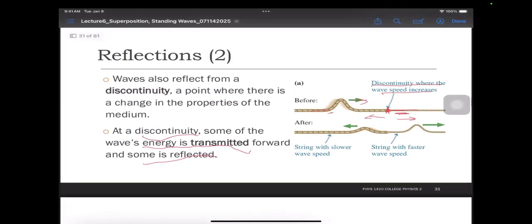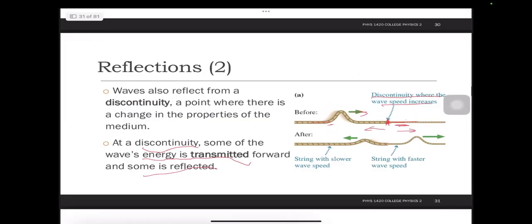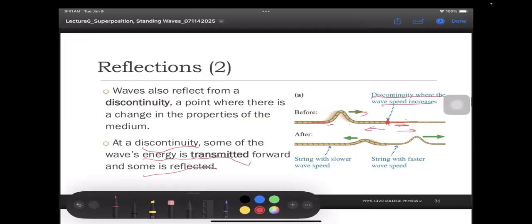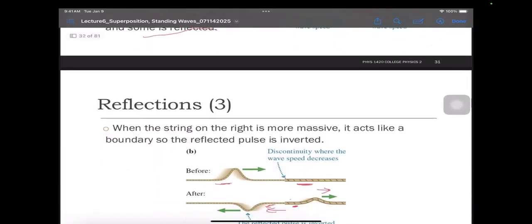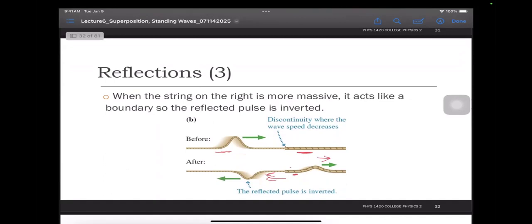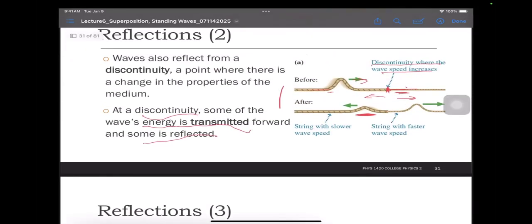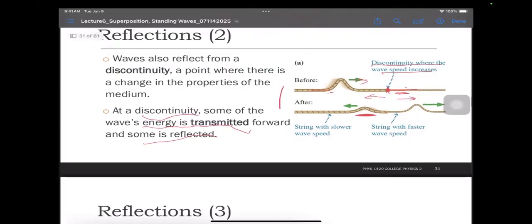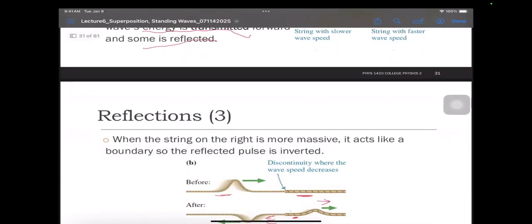But you can see here, in this one, the mass is smaller than the left part, so the reflected pulse is not inverted. It doesn't make sense to invert it, because it's a discontinuity, but it's not like a wall or a boundary. Does it make sense to you?